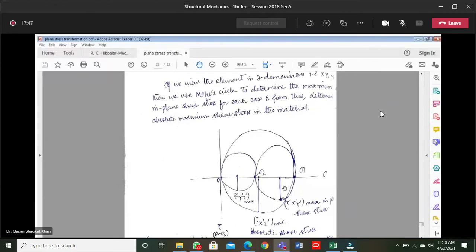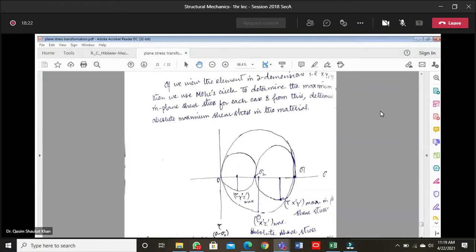So my maximum in-plane shear stress will be the one which is sigma 1 and sigma 2. So this one will be my maximum in-plane shear stress, that is sigma 1 minus sigma 2 over 2. Always remember this, maximum in-plane shear stress will include both x and y axis, or you can say it will include both sigma 1 and sigma 2.